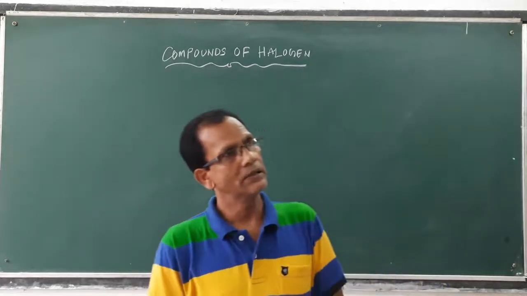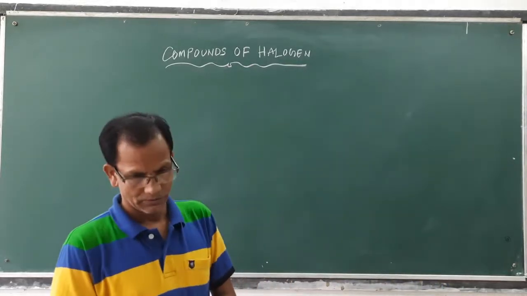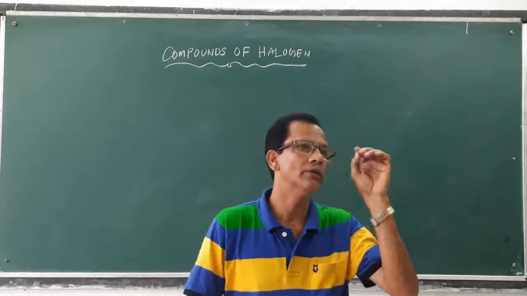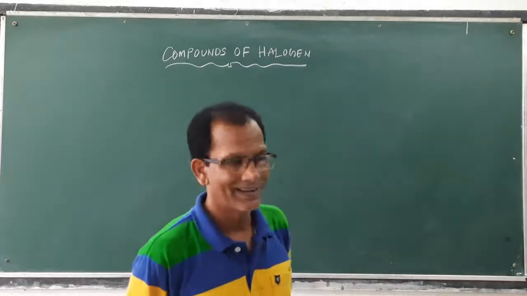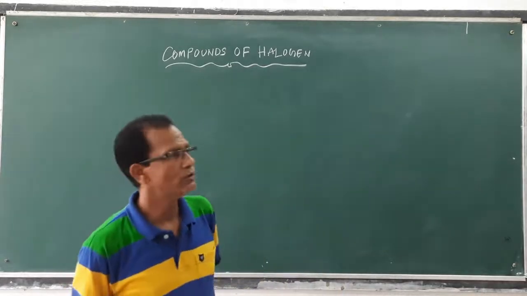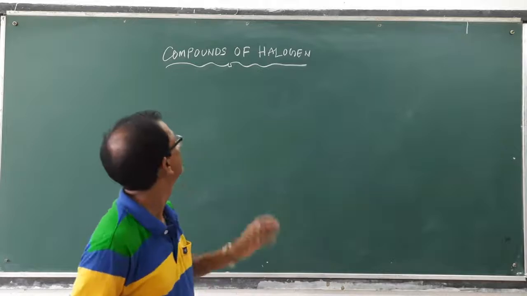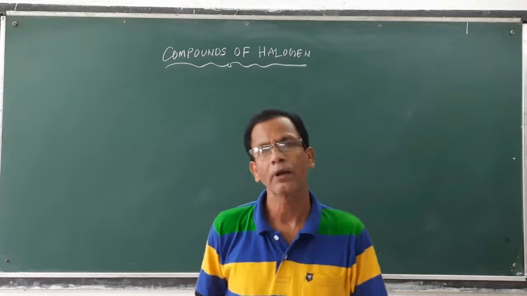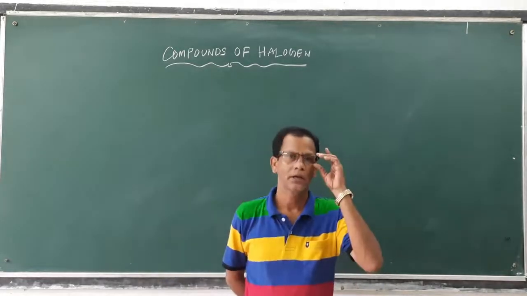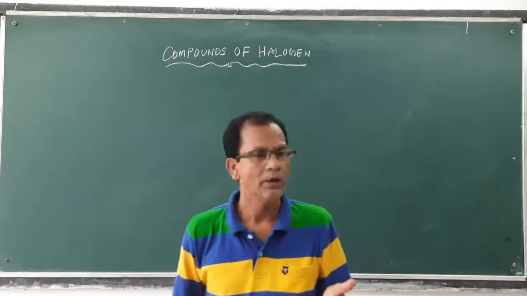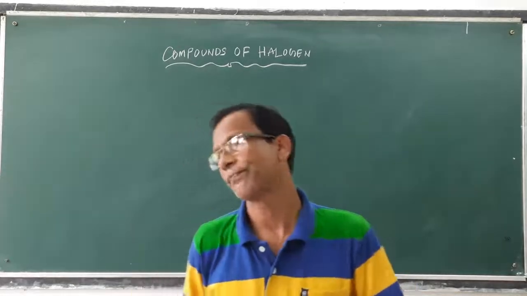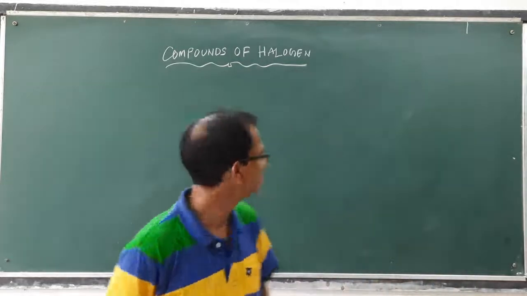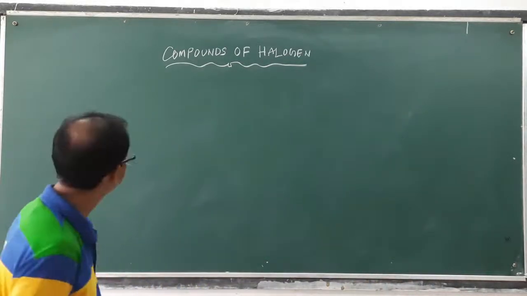In the last class, we discussed the characteristics of the properties of halogens and the properties of hydrides of halogens. Today we are going to discuss some important compounds of halogens: oxides and oxoacids of halogens, and their preparation, properties and uses. These are very important for our day-to-day life also. So let us discuss some important compounds.